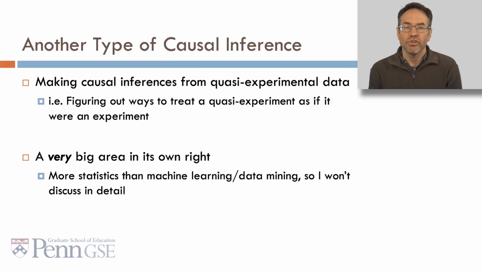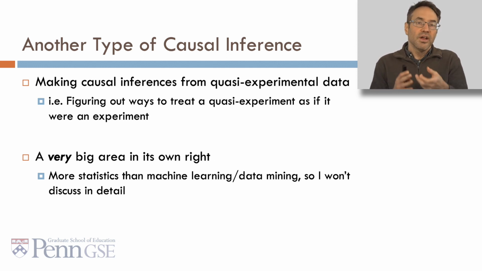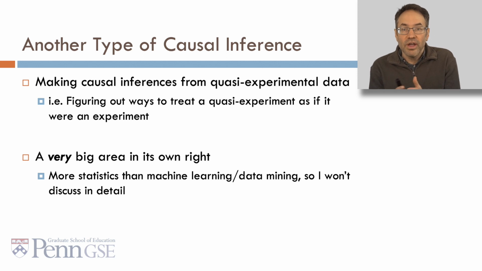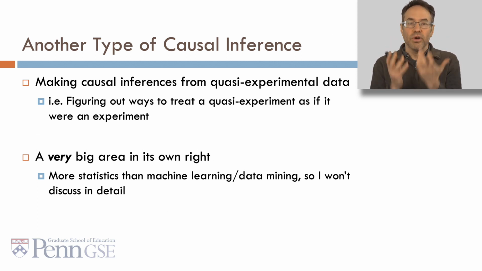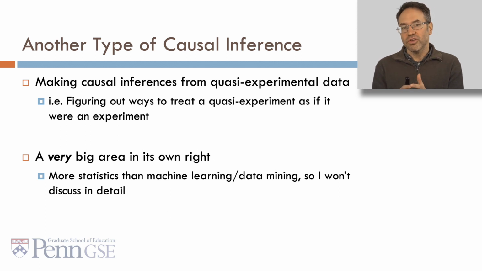Now, another type of causal inference, which is worth noting, is making causal inferences from quasi-experimental data. For instance, figure out ways to treat a quasi-experiment as if it were an experiment. Now, this is a very big area in its own right, and it's more statistics than machine learning data mining, so I won't discuss it in detail.